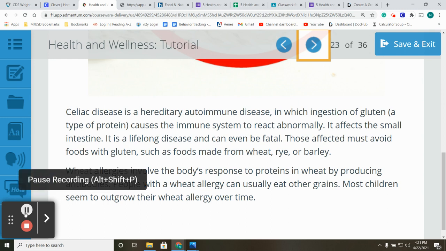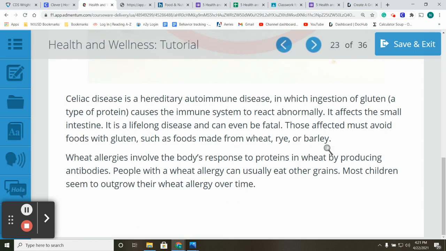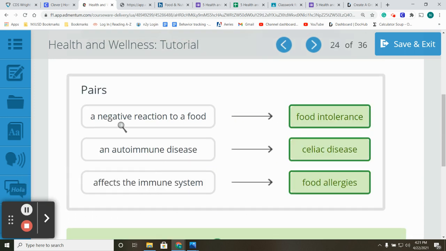Wheat allergies involve the body's response to proteins in wheat by producing antibodies. People with a wheat allergy can usually eat other grains. Most children seem to outgrow their wheat allergies over time. A negative reaction to food is a food intolerance. An autoimmune disease, for example, would be celiac disease. Food allergies affect the immune system.